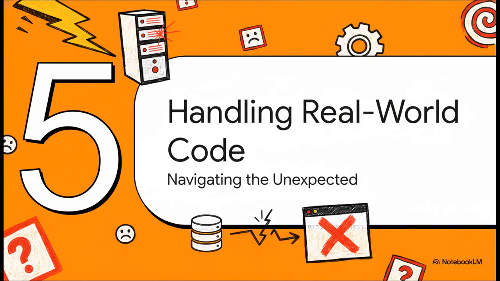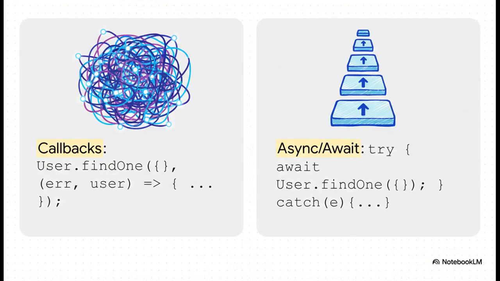Okay, so we've seen the happy path for all these operations. But let's be real. In the real world, things don't always go perfectly. The database connection could drop, a query could fail, you name it. Writing professional code means you got to be ready for that stuff and handle it. Now, way back when, JavaScript used to handle these things with callbacks, and if you've ever seen it, you know it can turn into a nested, confusing mess.